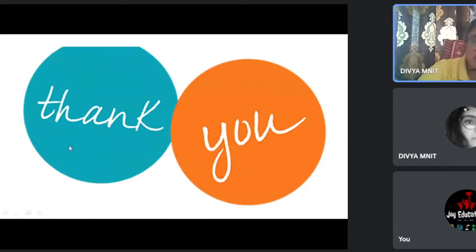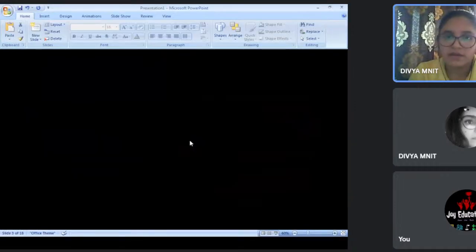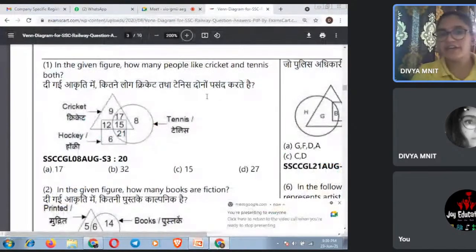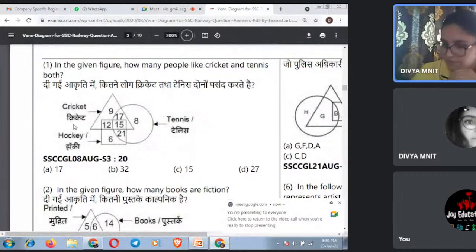Okay, let's take another example where we do some questions on Venn diagrams. So start with the first question. Solve the first question. In this figure, how many people are cricketers and tennis players both, but not hockey players? Who plays cricket and tennis, but not hockey?